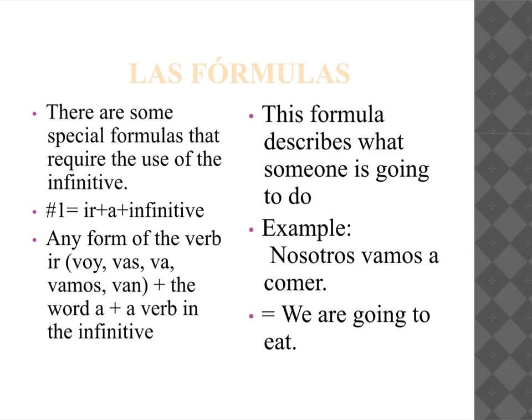Okay, and then there are some special formulas that you need to know. These were taught to you in Spanish 1, so this is review, okay? First formula is ir plus a plus infinitive. Okay, so any form of the verb ir, and remember, here's your reminder of what those forms look like. Voy, vas, va, vamos, van. Then you've got an a, and then you will have another verb. That verb needs to stay not conjugated. This formula tells you what someone's going to do. So in this example, vamos a comer, we are going to eat.